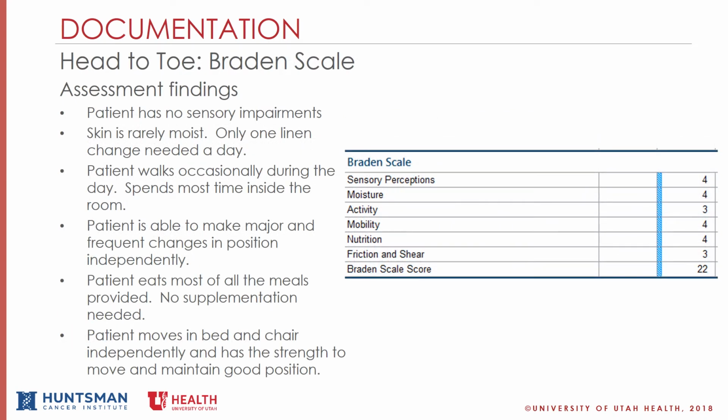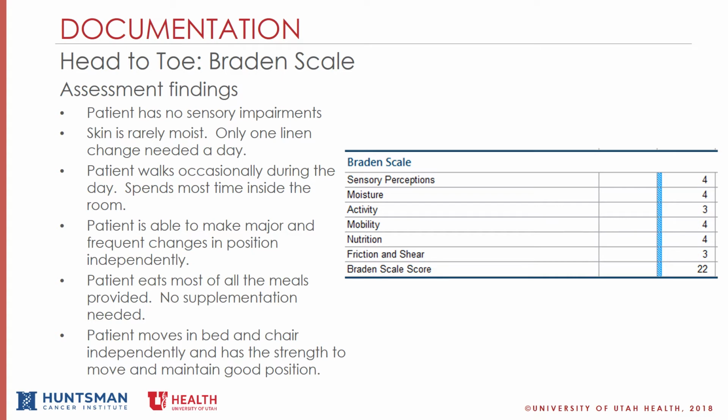Next is the Braden scale. This also needs to be charted at least once a shift or as your patient risk changes. So the patient does not have any sensory impairments, so this patient will get a score of 4. Their skin is rarely moist and they're only requiring 1 linen change a day.